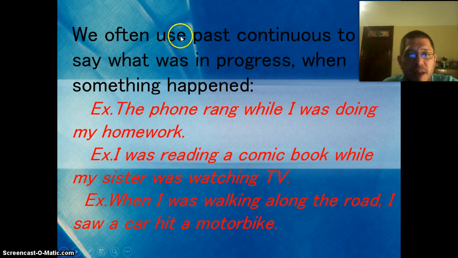We often use the past continuous to say what was in progress when something happened. For example, the phone rang while I was doing my homework. Another example would be, I was reading a comic book while my sister was watching TV. As you see, these are interruptions. When I was walking along the road, I saw a car hit a motorbike.